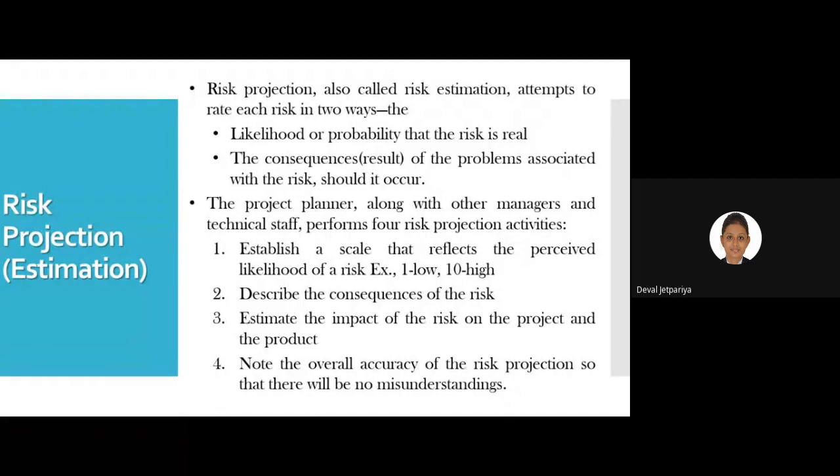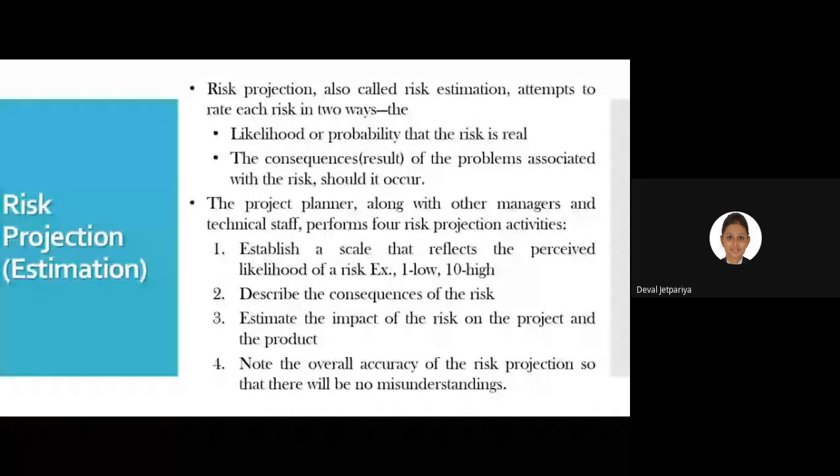So how can we estimate? The first one is to establish a scale that reflects the percent likelihood of the risk, that means we are giving a scale to our risk. Either it is very low or it is very high. Second one is to describe the consequence of the risk. So whatever factors are affected by that risk, we are also describing those factors over here.